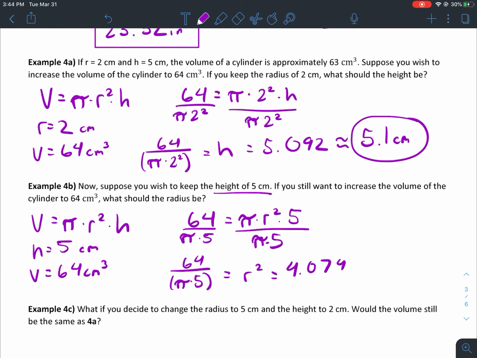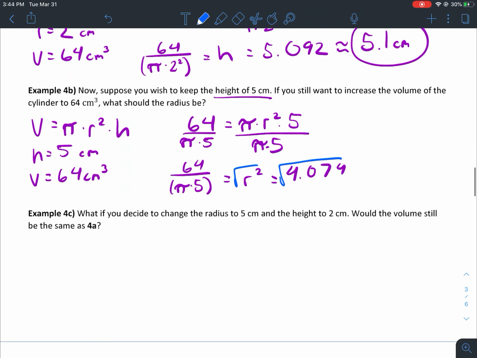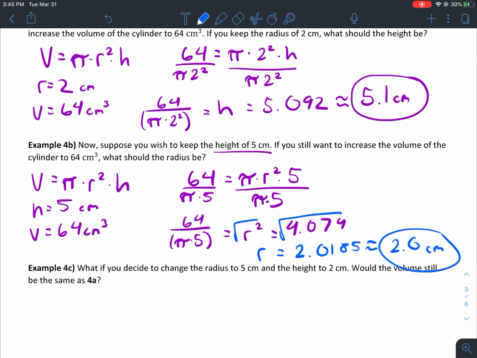Now, we're not done here. They asked for the radius, and we solved for radius squared. So in order to get our final answer, we're going to have to take the square root of both sides. When you take the square root of that number, you're going to end up with radius equals 2.0185, which I rounded to 2.0 centimeters. Now notice for both the radius and for the height, the units were just centimeters because that's one-dimensional. The volume is going to be three-dimensional, so that's why it's centimeters cubed.